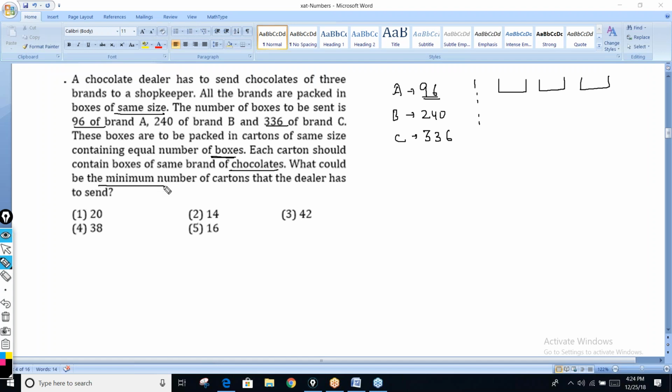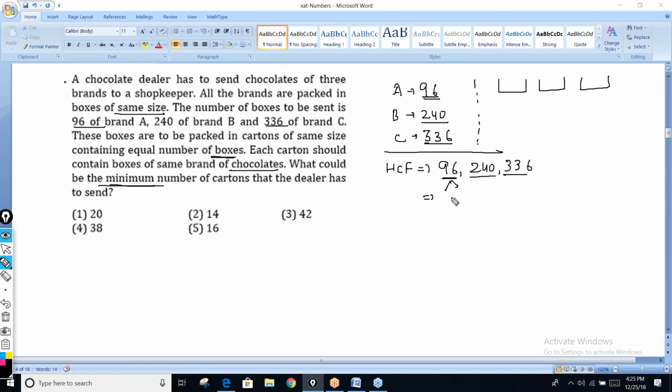If you want to minimize, we try to put as many chocolates as possible in a box, and that number has to be equal. So what is that number by which 96 can be divided? By which 240 can be divided? By which 336 can be divided? That is nothing but the highest common factor of these three numbers. So in this question, first we need to find the HCF of these three numbers, because only then can I divide 96, 240 and 336 by that number.